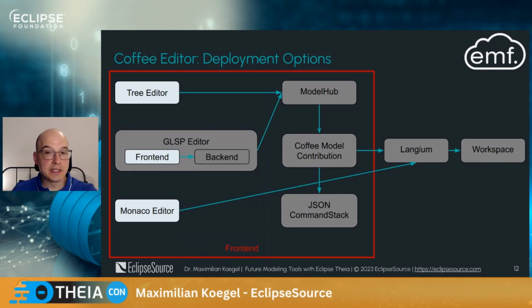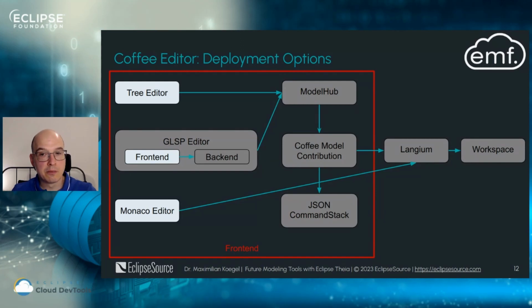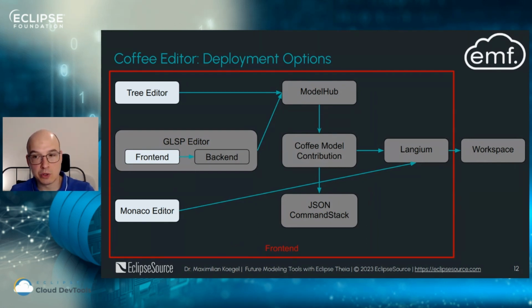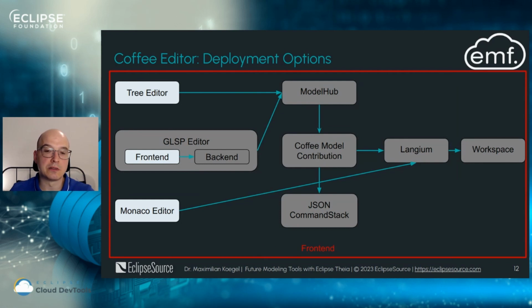You can go one step even further and say, okay, the model hub, so the synchronization of the editors, as well as the coffee model contribution and the command stack, they all run in the front end. And basically only the persistence through Langium is still in the backend. And then, of course, you could also pull Langium in. Or for that matter, you might have seen the talk of Stefan on backendless Theia. You can just pull in the entire workspace into the browser as well. And that gives you a lot of freedom.